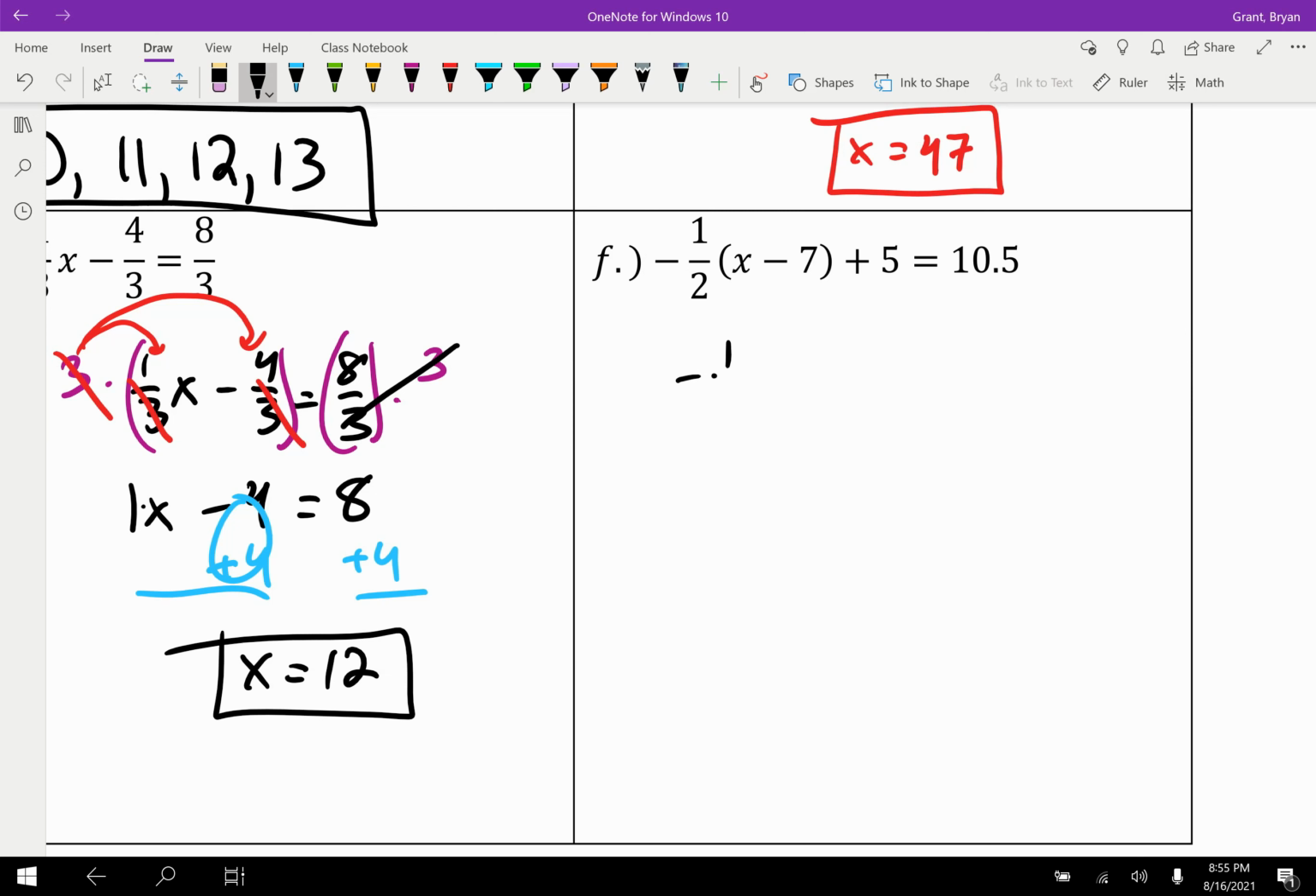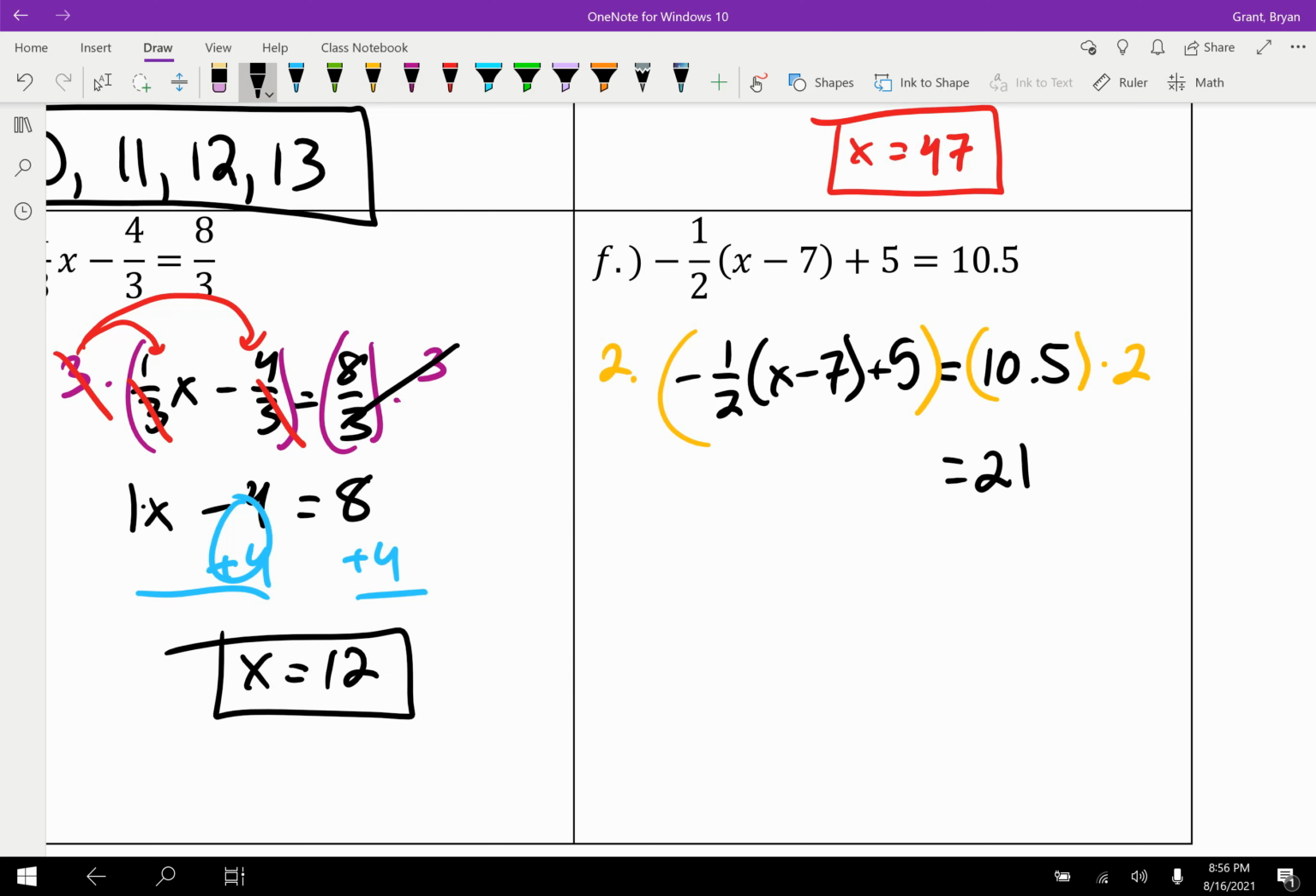So I think what I'm going to do here is I'm going to take all of this and double each side. I'm going to take the left side and say times 2. Right side times 2. And let's see what happens. Well, 10.5 doubled. 10 times 2 is 20, plus the extra $1. I think this will be 21.